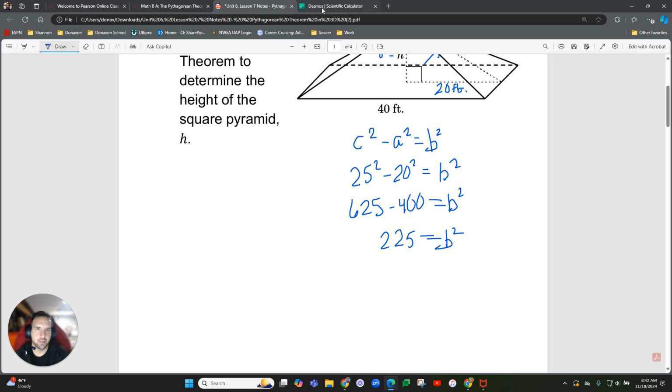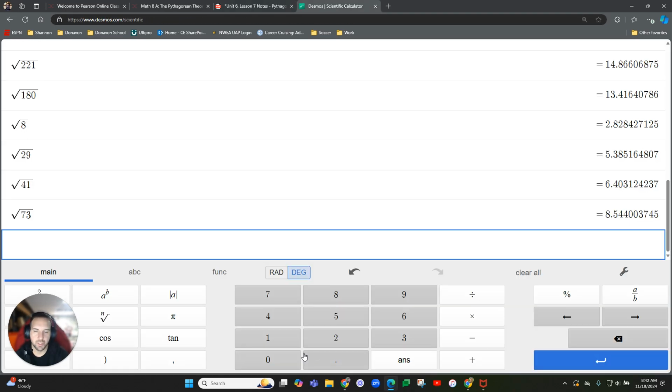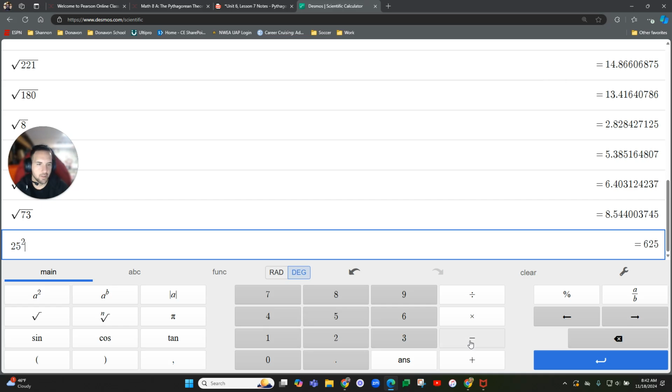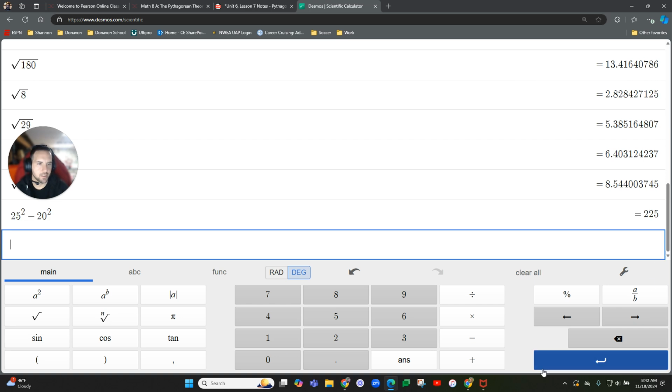Just so you know, I could have just plugged this all into Desmos, so watch what I do here. I'll show you the shortcut to do this in Desmos. I could have just done 25 squared minus 20 squared, and I get 225, and then you just take the square root of that. So that's the shortcut. The square root of 225 is 15.